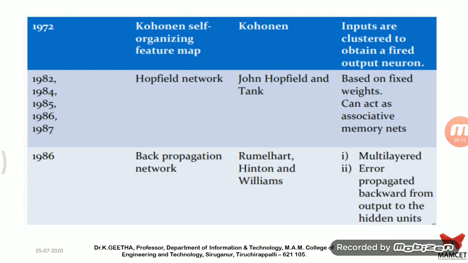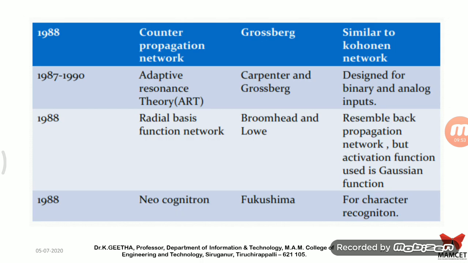In 1972, the Kohonen self-organizing feature map was designed by Kohonen. The inputs are clustered to obtain a fired output neuron. From 1982 to 1987, the Hopfield network was designed by John Hopfield and Tank. It is based on fixed weights which can act as associative memory nets. In 1986, the backpropagation network was designed by Rumelhart, Hinton, and Williams. Here it is multi-layered, and the error is propagated backward from the output to the hidden units.